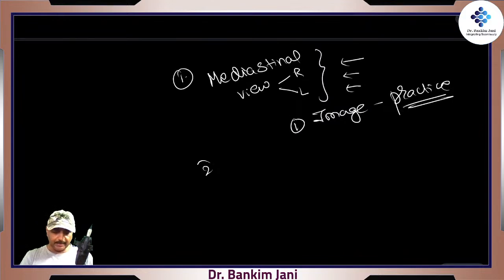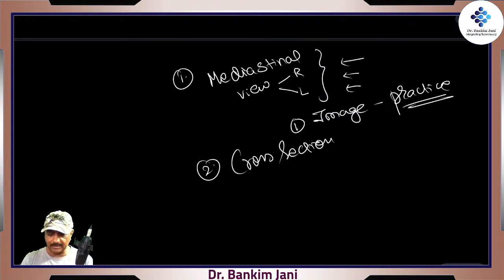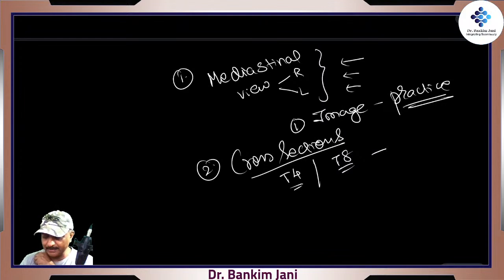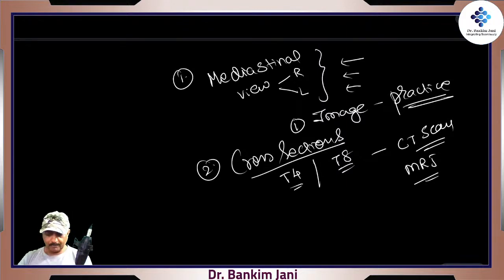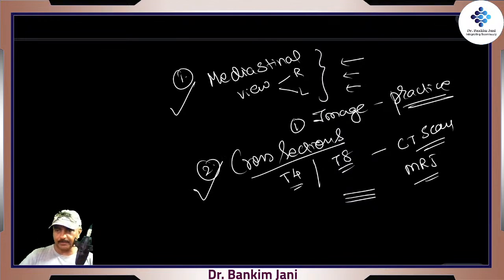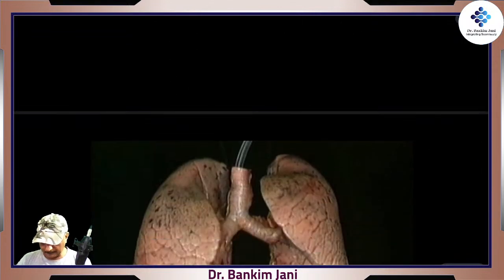And second, we'll also be looking at some of the cross-sectional images. This is what we start from this time. Cross sections. Today, for example, we'll be watching the cross sections at T4 level and T8 level. Consider this a beginning for your CT scan or MRI, any of the cross-sectional imaging. Here also, we'll first label and understand all the structures, and then there would be images for practice. These are the two things which you'll find in today's PDF as we proceed.